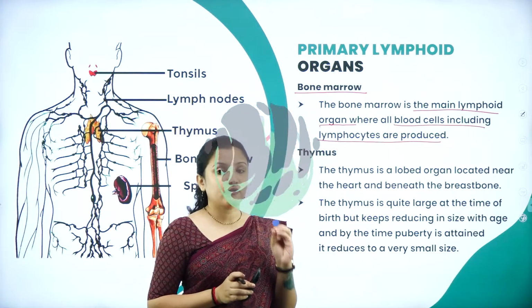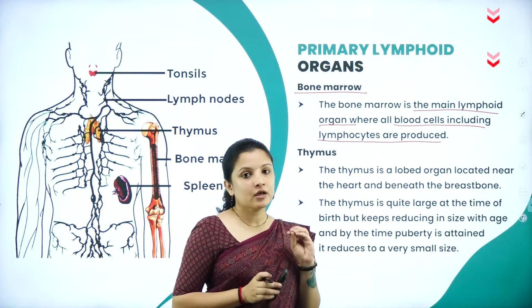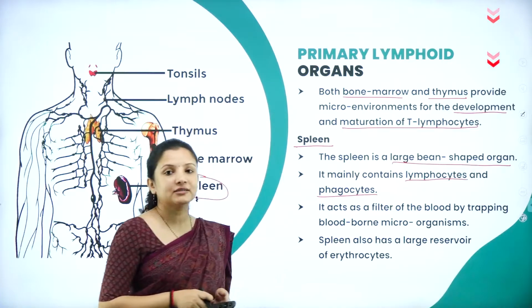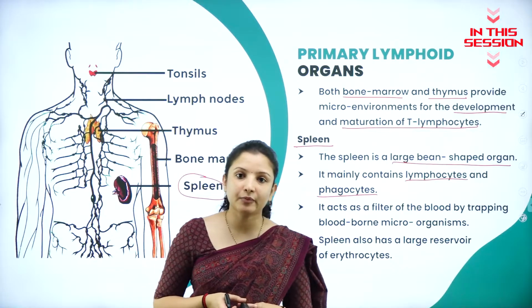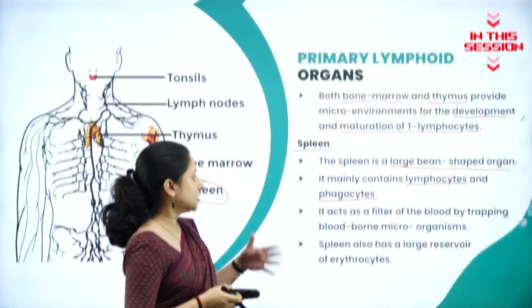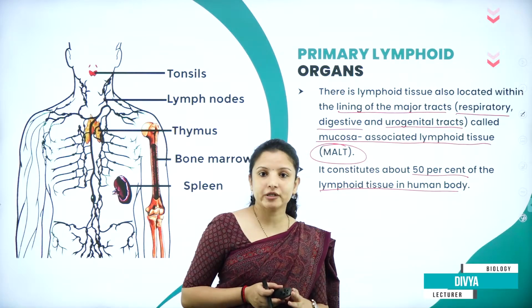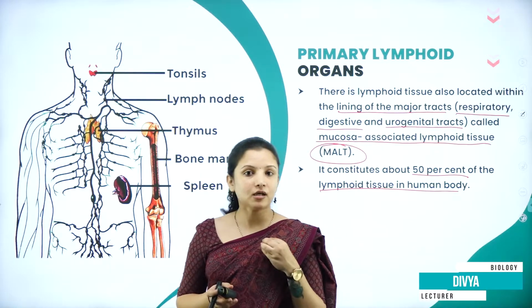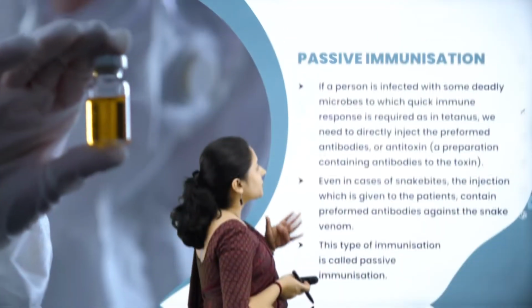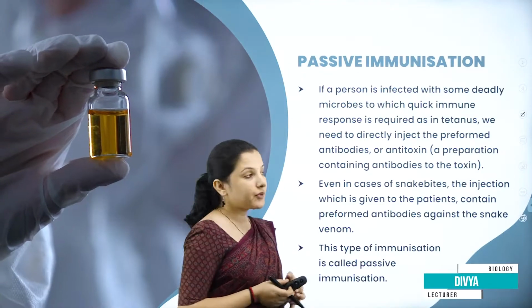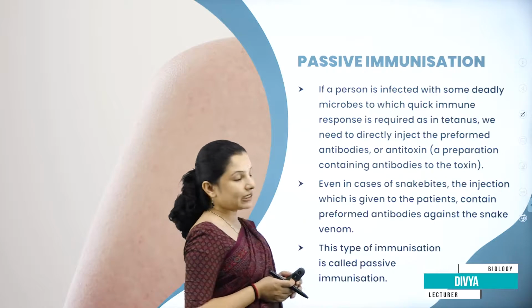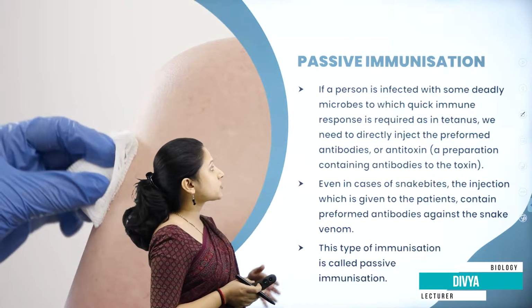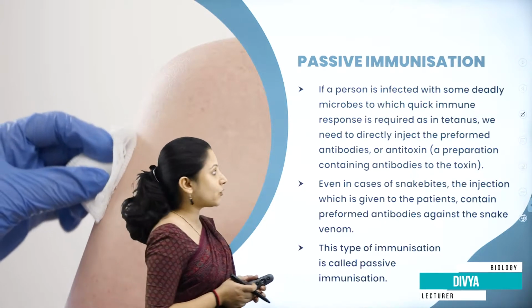Bone marrow is one of the main primary lymphoid organs. What are phagocytes? They are the cells which are capable of engulfing the pathogens. Mucosa-associated lymphoid tissues are present in the respiratory tract, in the digestive tract and the urogenital tract. So passive immunization, if a person is infected with some deadly microbes to which the quick immune response is required, in nature.